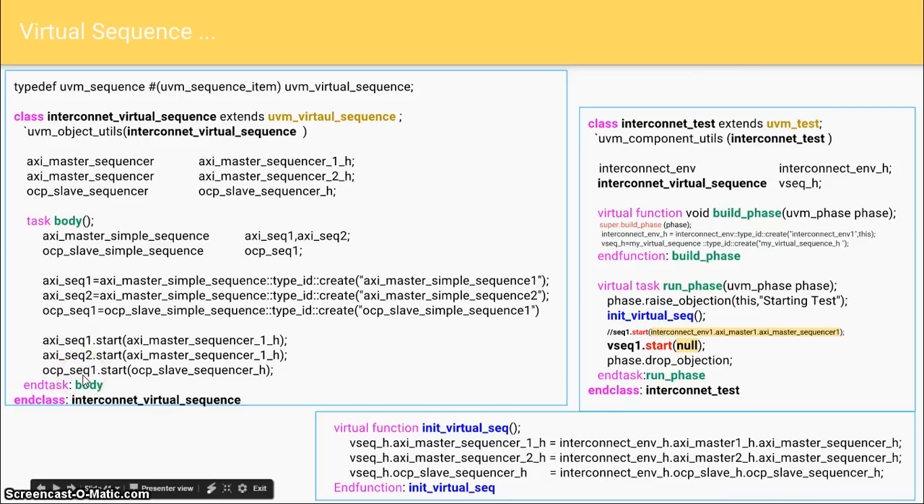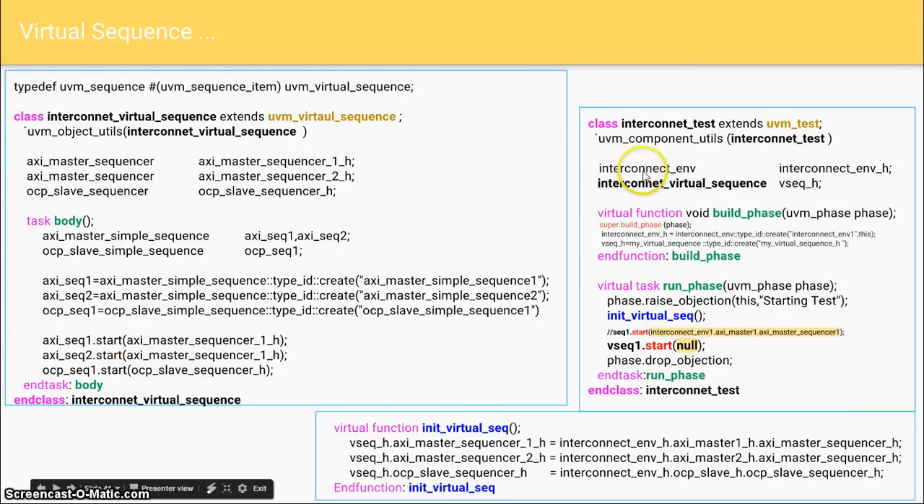But you might be asking a question: how will these actually start on the original sequencers, because these are just null pointers here in the virtual sequence? You will see this dependency is handled in the test. Also, you can start the sequences in any way you want. Either you can start all of them in parallel by using a fork join, or you can mix and match the way in which you want to start the sequences.